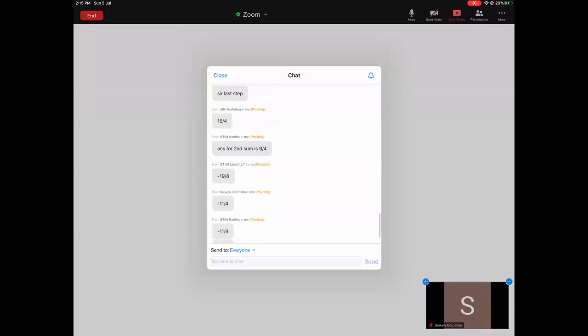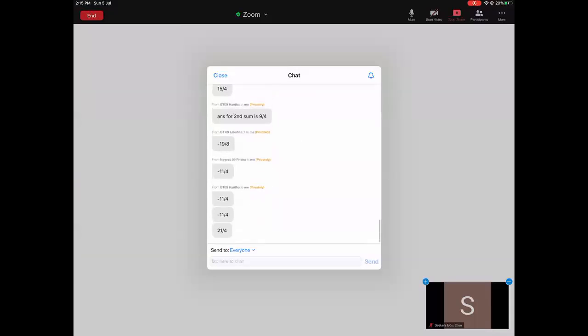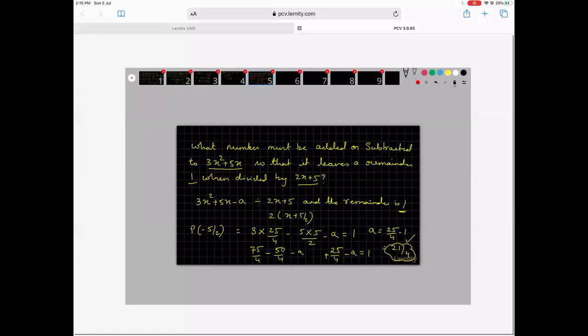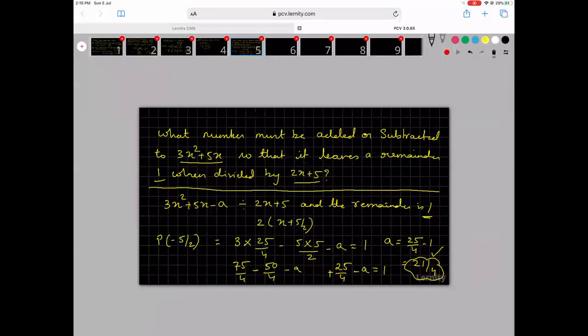Others, please quickly work out. Don't just wait for the teacher. Here is the question again. What number must be added or subtracted to 3x square plus 5x so that it leaves a remainder of 1 when divided by 2x plus 5?